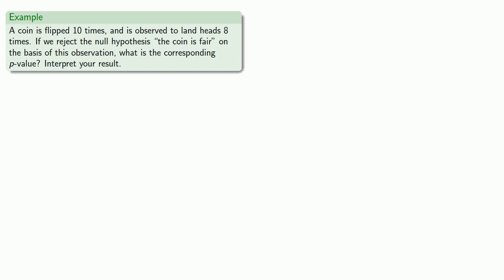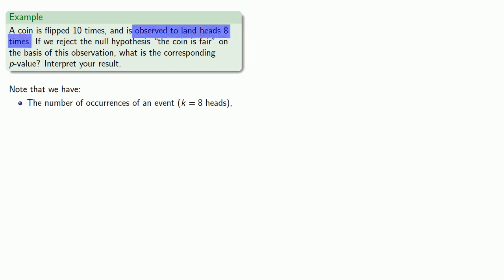For example, suppose a coin is flipped 10 times and observed to land heads 8 times. If we reject the null hypothesis, the coin is fair, on the basis of this observation, what is the corresponding p-value, and interpret the result. So note that we have the number of occurrences of an event. We know that the coin landed heads k equals 8 times.